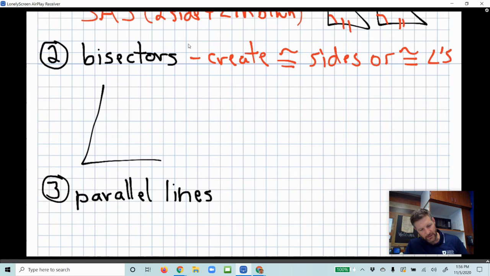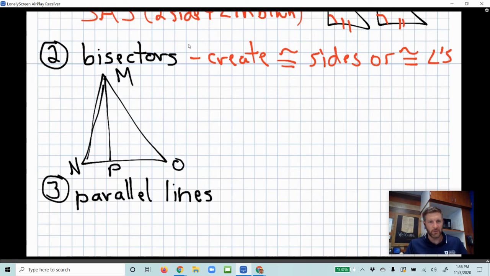So in other words, if we draw a picture, say we have this, and we'll say M, N, O, P. And now that doesn't look very congruent, I should draw that. That looks horrible. Let's fix that.